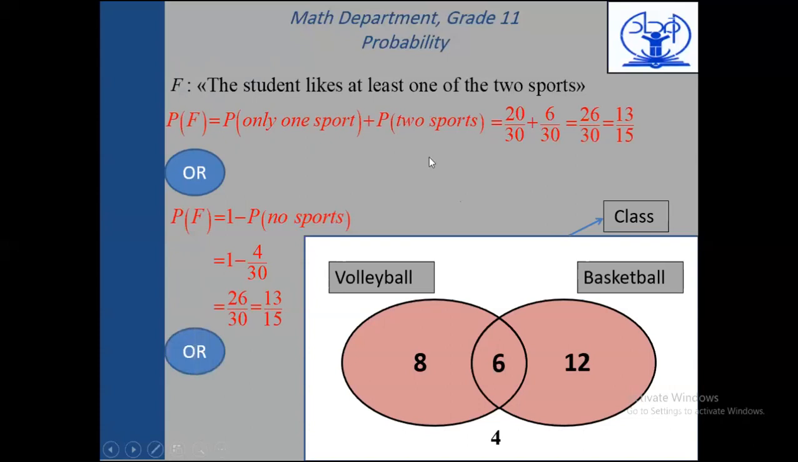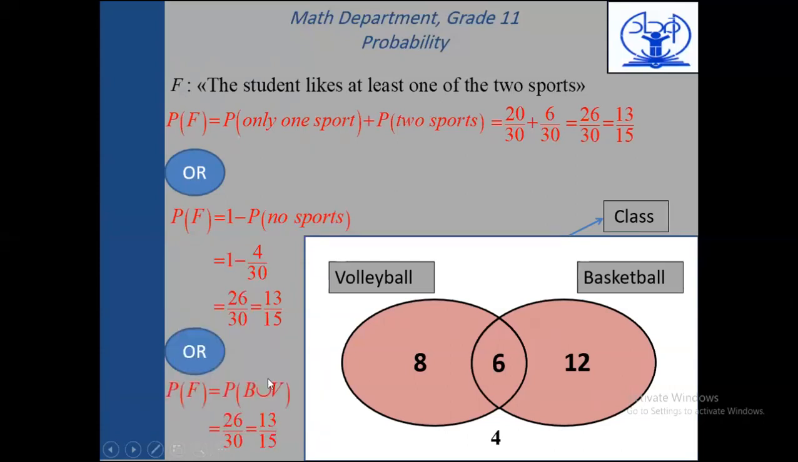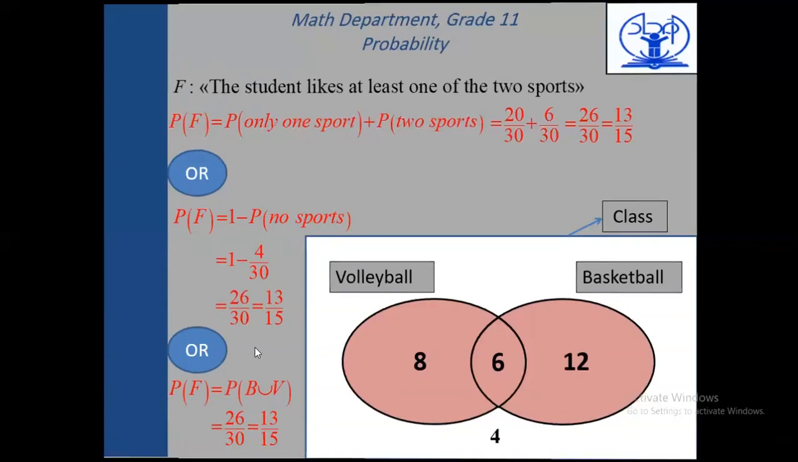Or, since you can interpret at least as a union, and since you're talking about the probability of B union V, you can see the union here is very clear on the Venn diagram. But be careful, in some other exercises you may not have the Venn diagram, so you cannot look at it. So it could be better to do method 2 or method 1. It depends on the situation. In this situation, I prefer this last method because at least means union. And the union is this big cloud here, the 2 sets together, which is clearly 26 over 30.